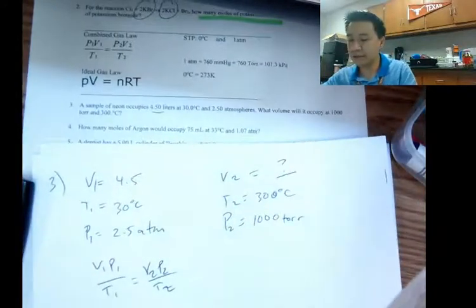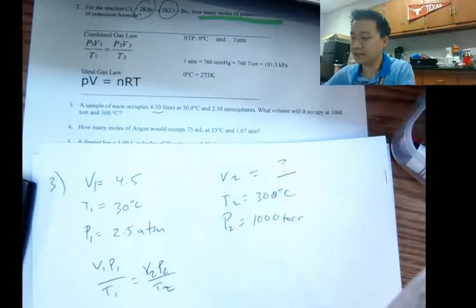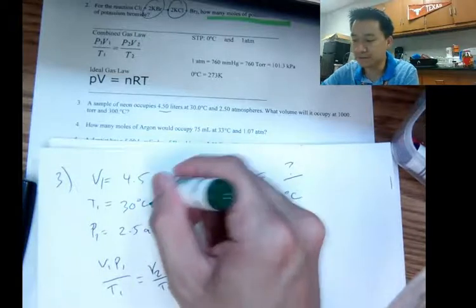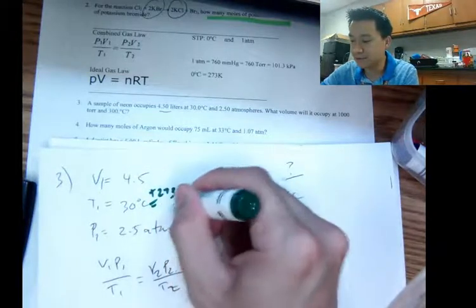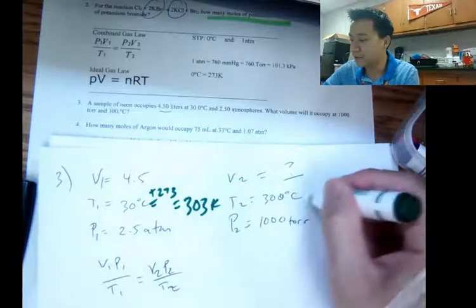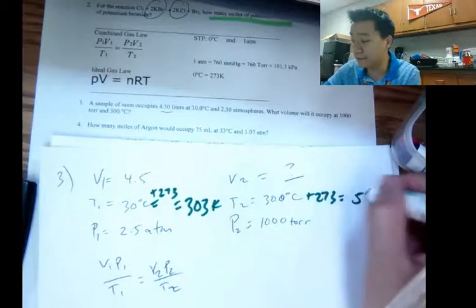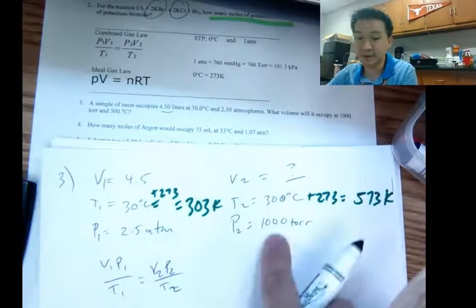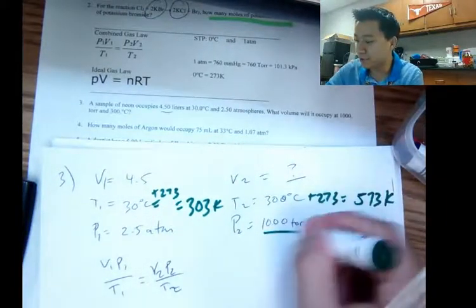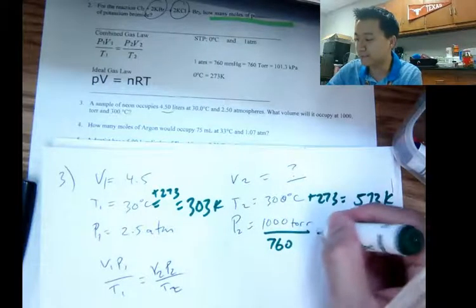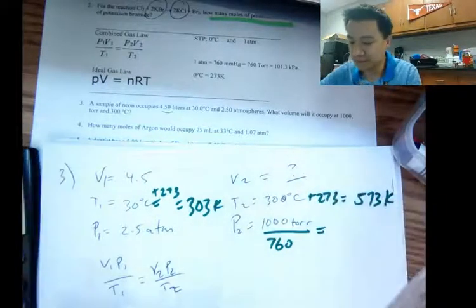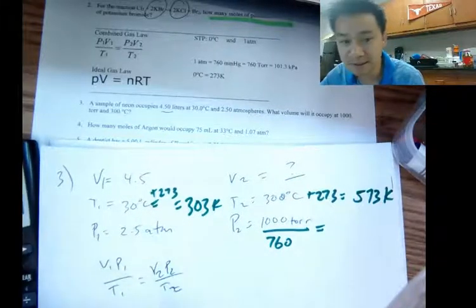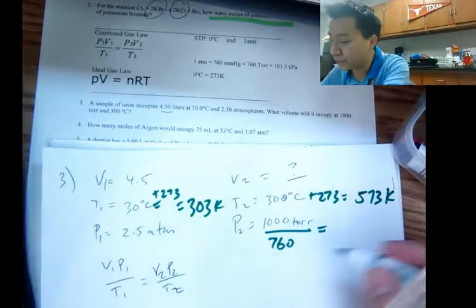So what we do is, we make sure that the units are the same. Temperature needs to be in Kelvin, so add 273. That's 303 Kelvin. Add 273, that'll be 573, that's huge. And then torr and ATM, look at these. They're not the same units. So I'm going to change them both to ATM by dividing by 760, because 760 torr is 1 ATM. 1000 divided by 760, and I get 1.316.